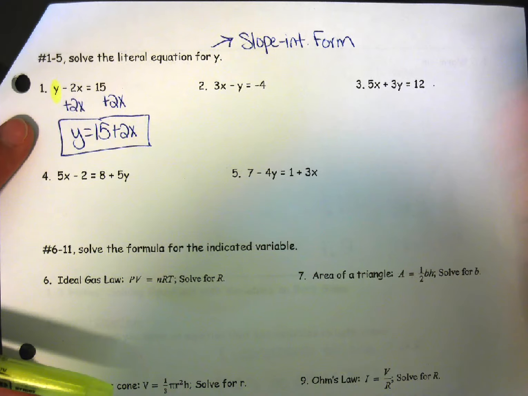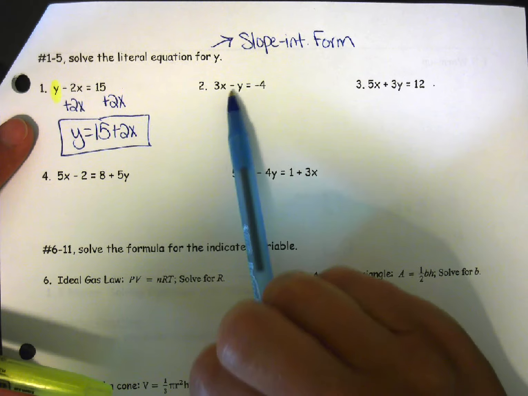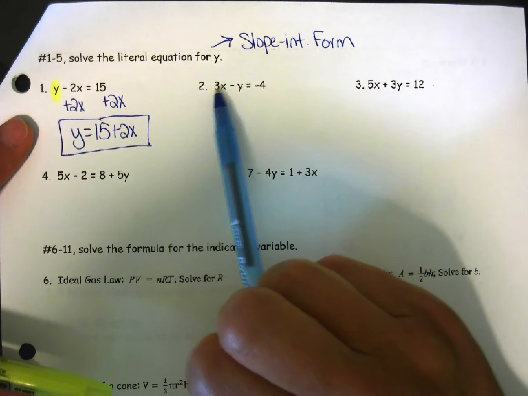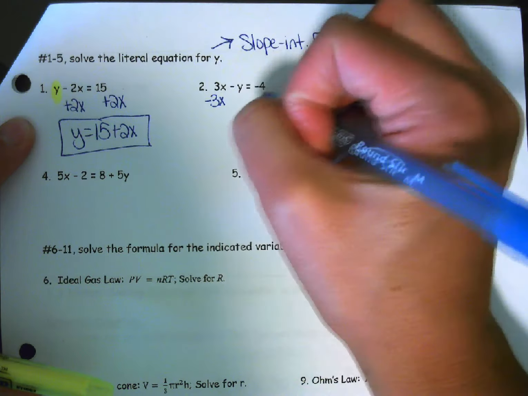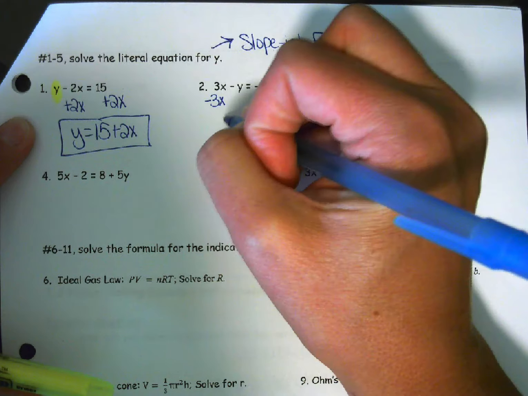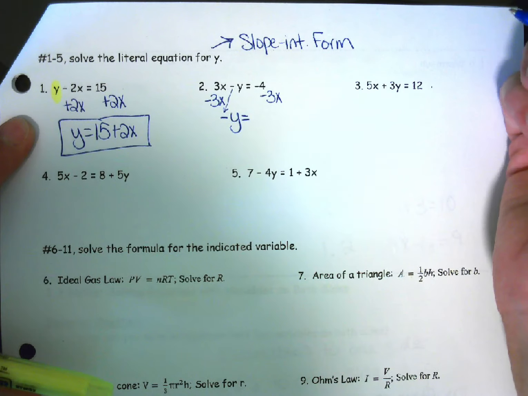Now, when you look at number 2, essentially we're going to do the same thing. We just have to be careful because notice where the subtraction is. So the 3 is positive. So what we're going to do is we're going to subtract the 3x. And the subtraction here belongs with the y. So we have to leave that alone.